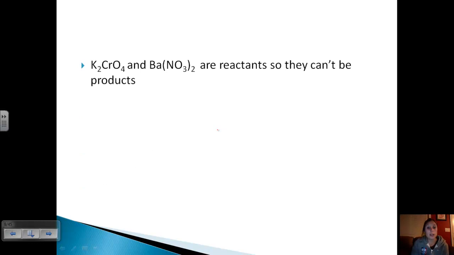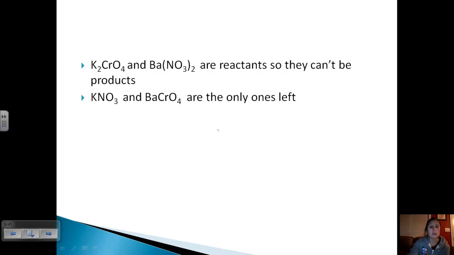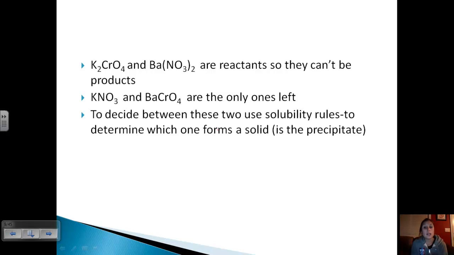Okay, well, potassium chromate and barium nitrate are the reactants. So we know that they can't be products because that wouldn't make sense to have reactants as products. We're not changing anything. And so what that means is if we cancel both of those out, then the only 2 we're left with are potassium nitrate and barium chromate. So basically our anions switched places, and that's why it's called double replacement, because both things switched and got replaced. So now that we have our products, that's the first step. Okay, and we've checked charges also, which is very important.